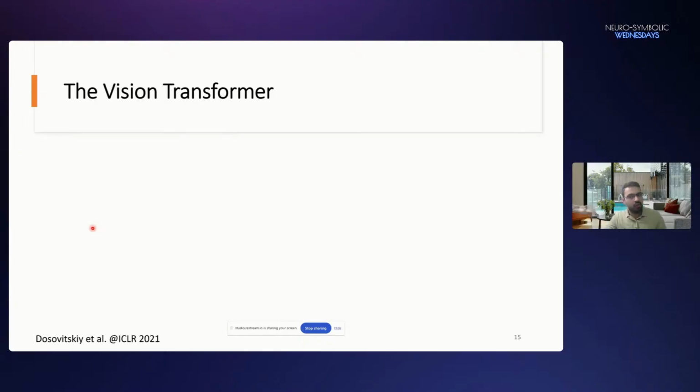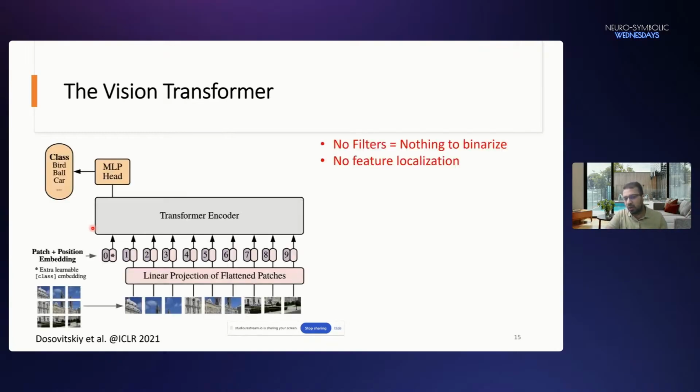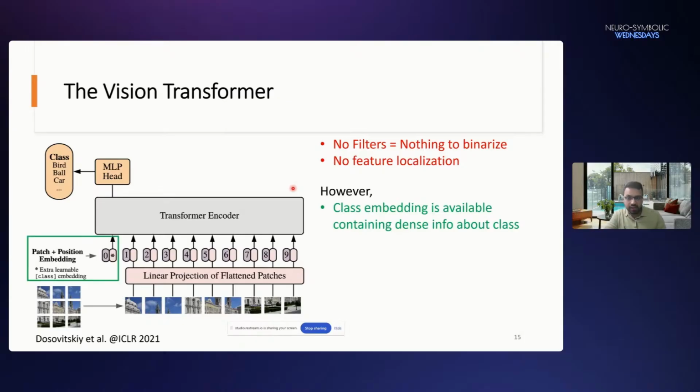Can we do this for a vision transformer as well? Is there a way to extract these rules from a vision transformer and then use those rules to classify and hopefully get some explainability out of them? Well, the fundamental problem with a vision transformer is that there are no filters in a vision transformer. So there's nothing to binarize, there's no feature localization. However, there's this class embedding vector that is available.